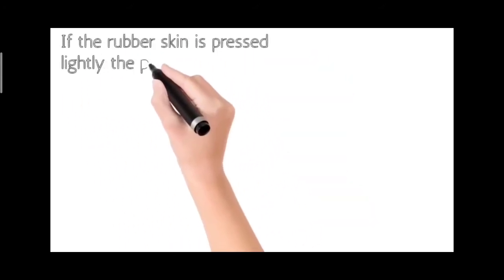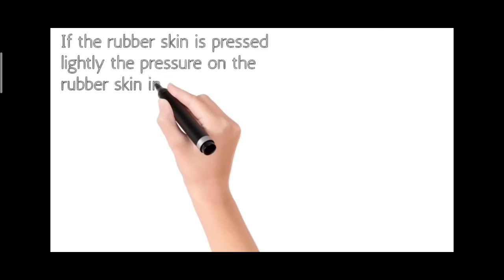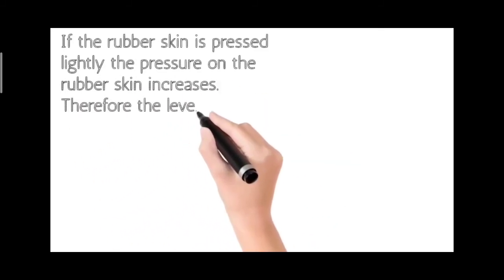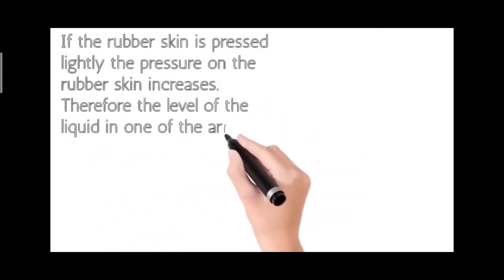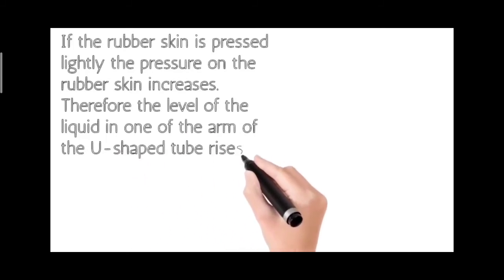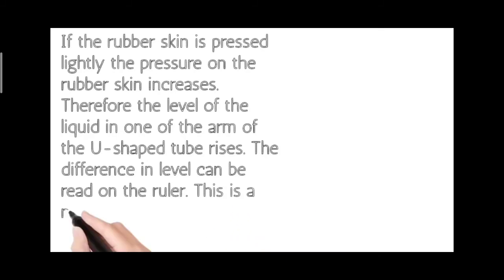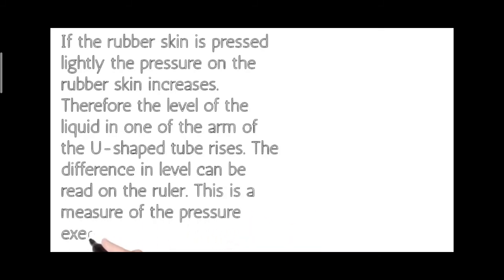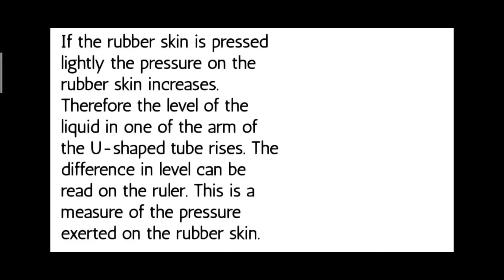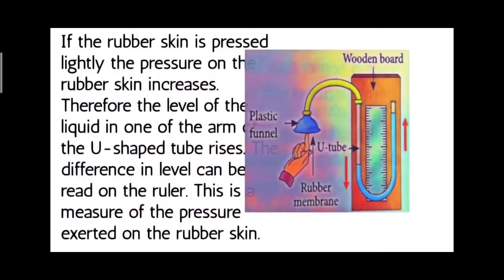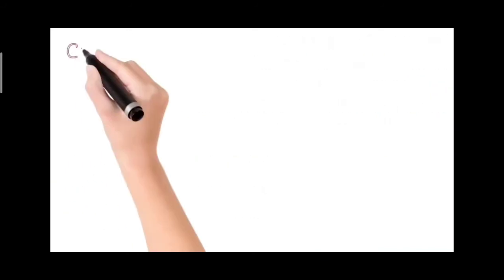If the rubber skin is pressed lightly, the pressure on the rubber skin increases. Therefore, the level of the liquid in one of the arms of the U-shaped tube rises. The difference in level can be read on the ruler. This is a measure of the pressure exerted on the rubber skin.